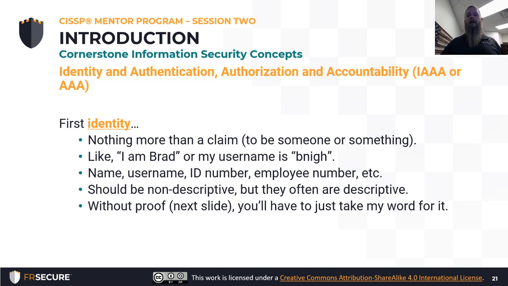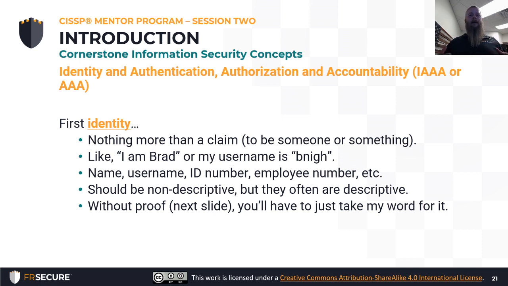Identity is just you claim to be somebody. There's no proof that you are somebody, and it could be any kind of entity. It could be an application, could be a process, could be a person, could be whatever. They're just identifying themselves to a system. There's no valid proof. In this case, I'm Brad. My username is B9. So name, username, ID, employee number, those are all identifiers.